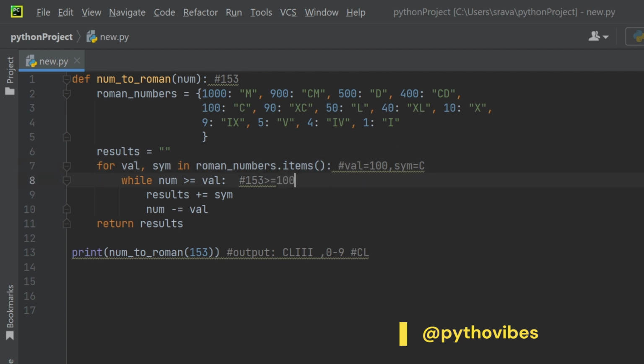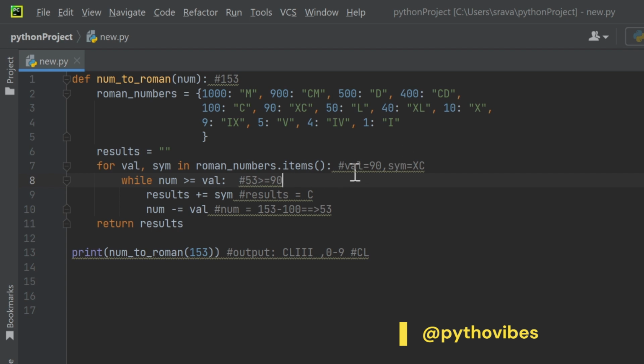It checks whether 153 is greater than or equal to 100 or not. Yes, it is. So then it comes inside and we will add that symbol to this results. So now results will hold C as the initial value, and now we have to reduce this number by 100. So we will have 53 in our number. And then it goes back and checks again in the for loop. It goes to the 90 here, and the symbol is XC.